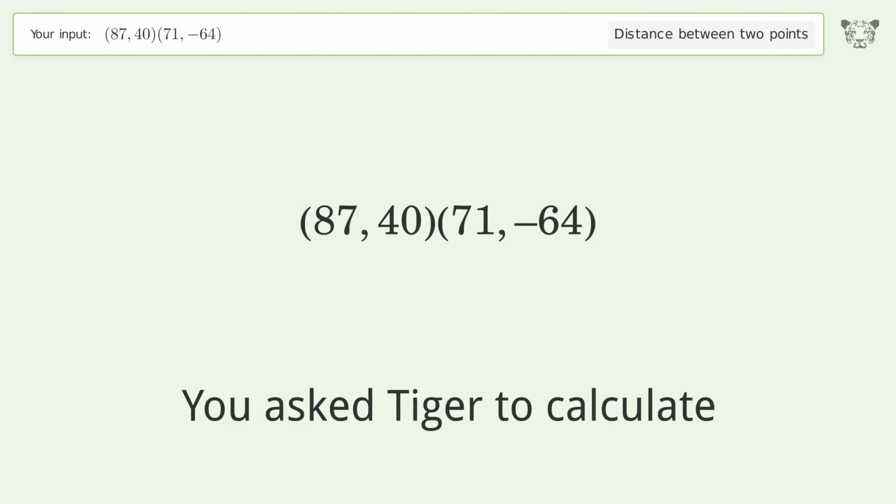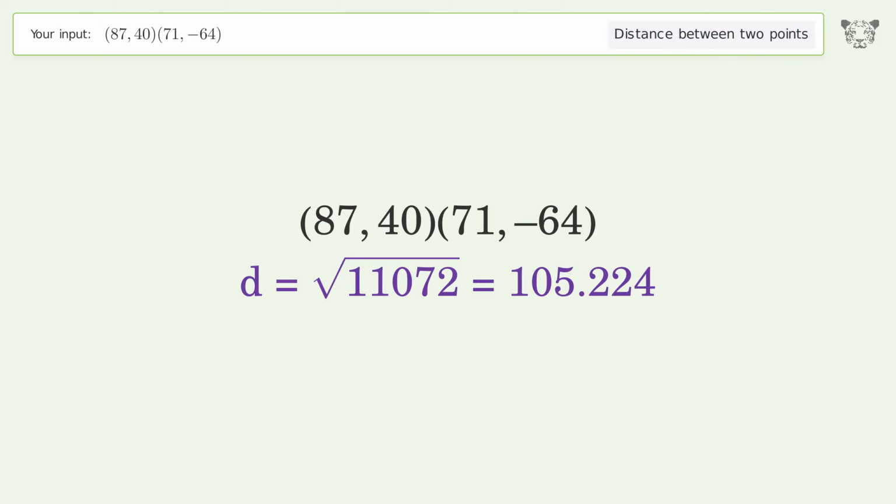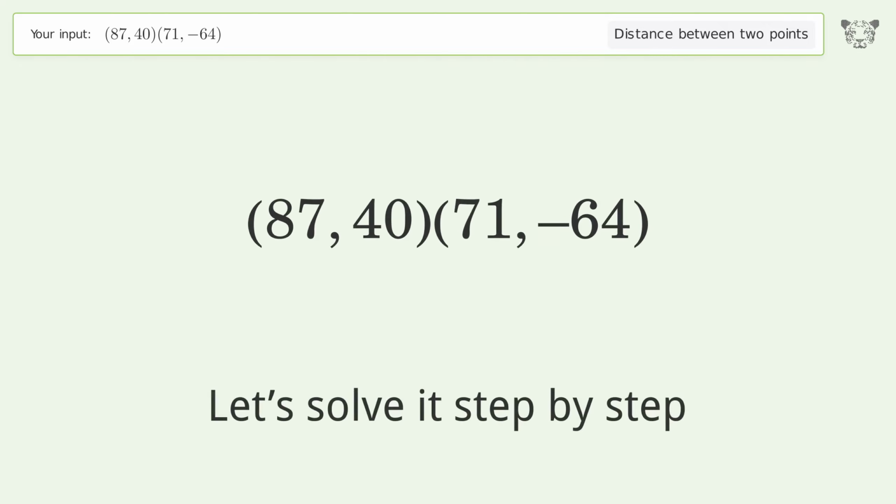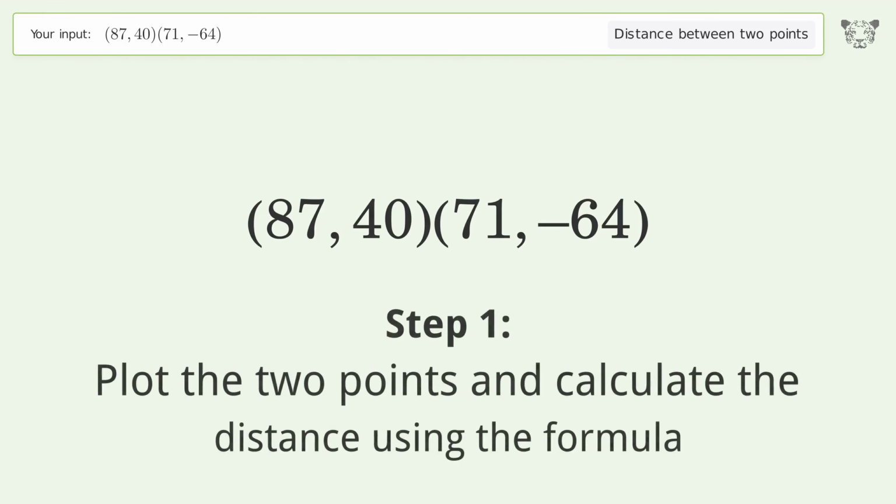You ask Tiger to calculate. This deals with the distance between 2 points. The distance between the 2 points is the square root of 11,072, or 105.224. Let's solve it step by step. Plot the 2 points and calculate the distance using the formula.